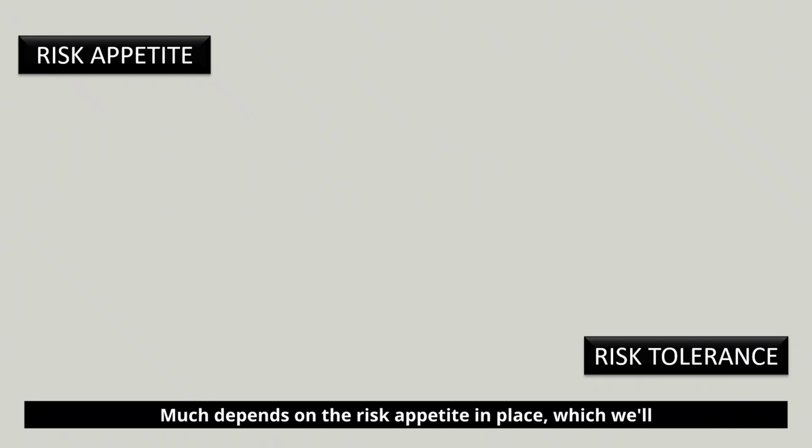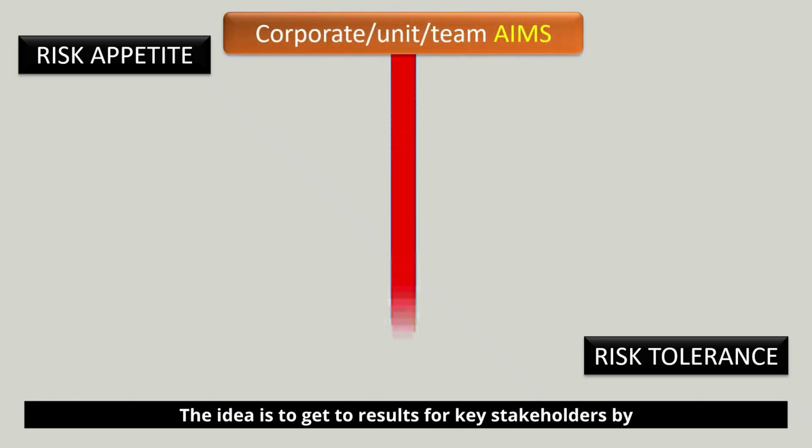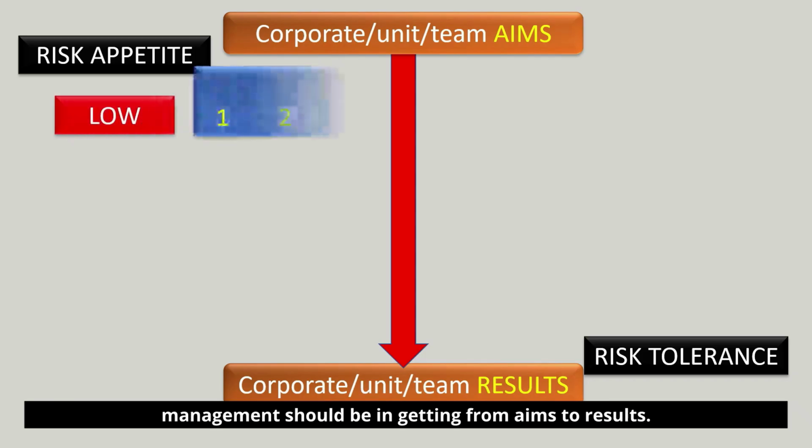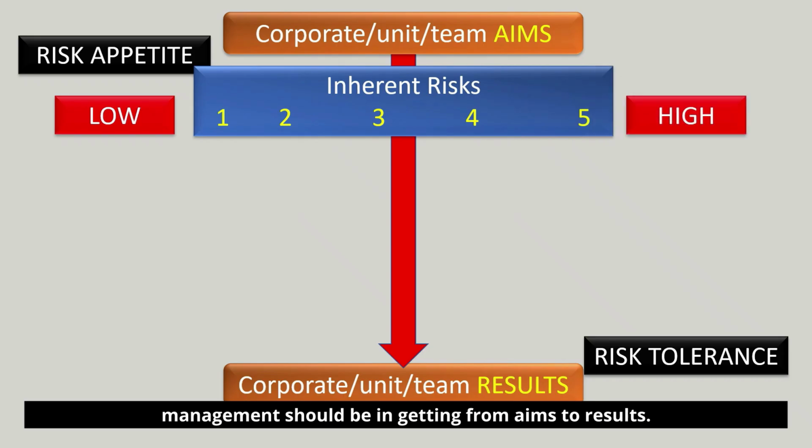Much depends on the risk appetite in place, which we'll look at next. The idea is to get to results for key stakeholders by considering how cautious or how aggressive management should be in getting from aims to results. This context sets the inherent risks that we've measured as ranging from 1 to 5.